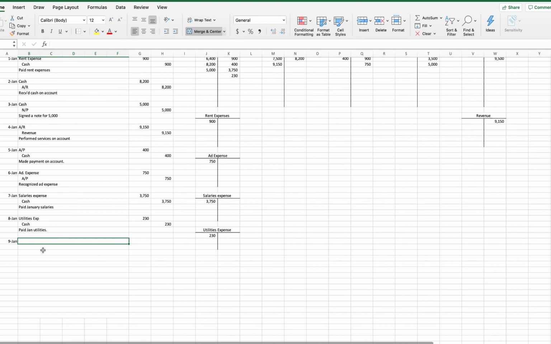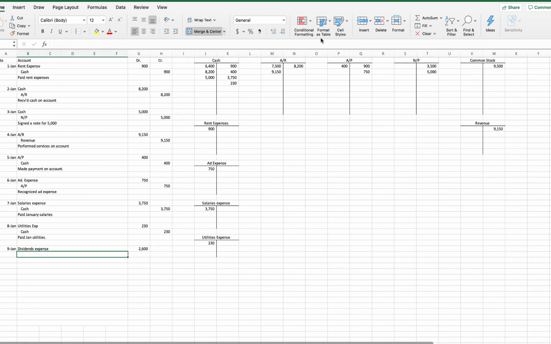So I know cash increases with the debit, decreases with the credit. Cash is going to be credited for the $2,600. I know that I'm using an asset, so I must have an expense. Dividends expense. I'm going to debit that for the $2,600. I'm going to credit my cash. Remember, debits first, credit second. Always indent your credit. Type in cash. Credit it for $2,600. Now I need to post, right?